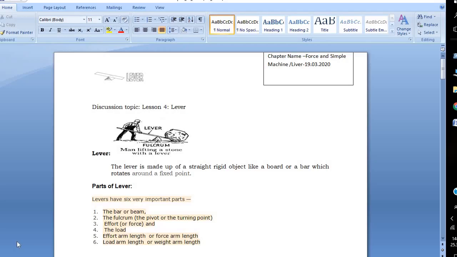Hello dear student, today our topic is the lever, lesson 4. You will see the man is lifting up an object. So first of all, you have to know what a lever is.